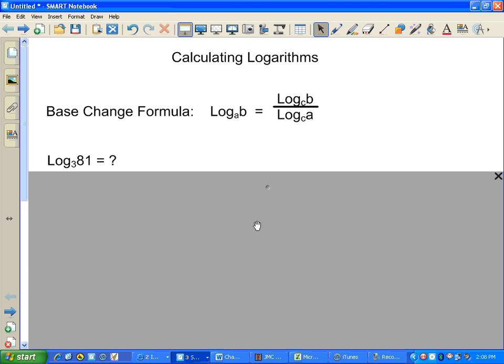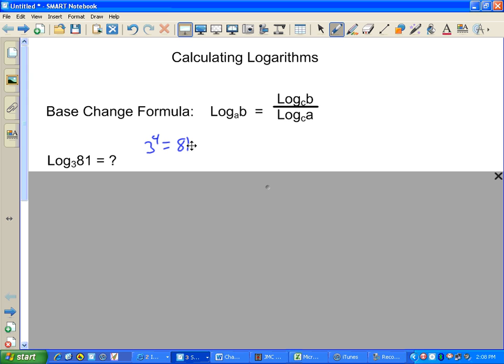So we've already seen how to calculate logarithms when we have a direct relationship between what our base is and what we're taking the log of. For example, the log base 3 of 81, we could figure that one out because 3 to a certain power will bring us to 81. This one turns out to be 4, because 3 to the 4 equals 81.